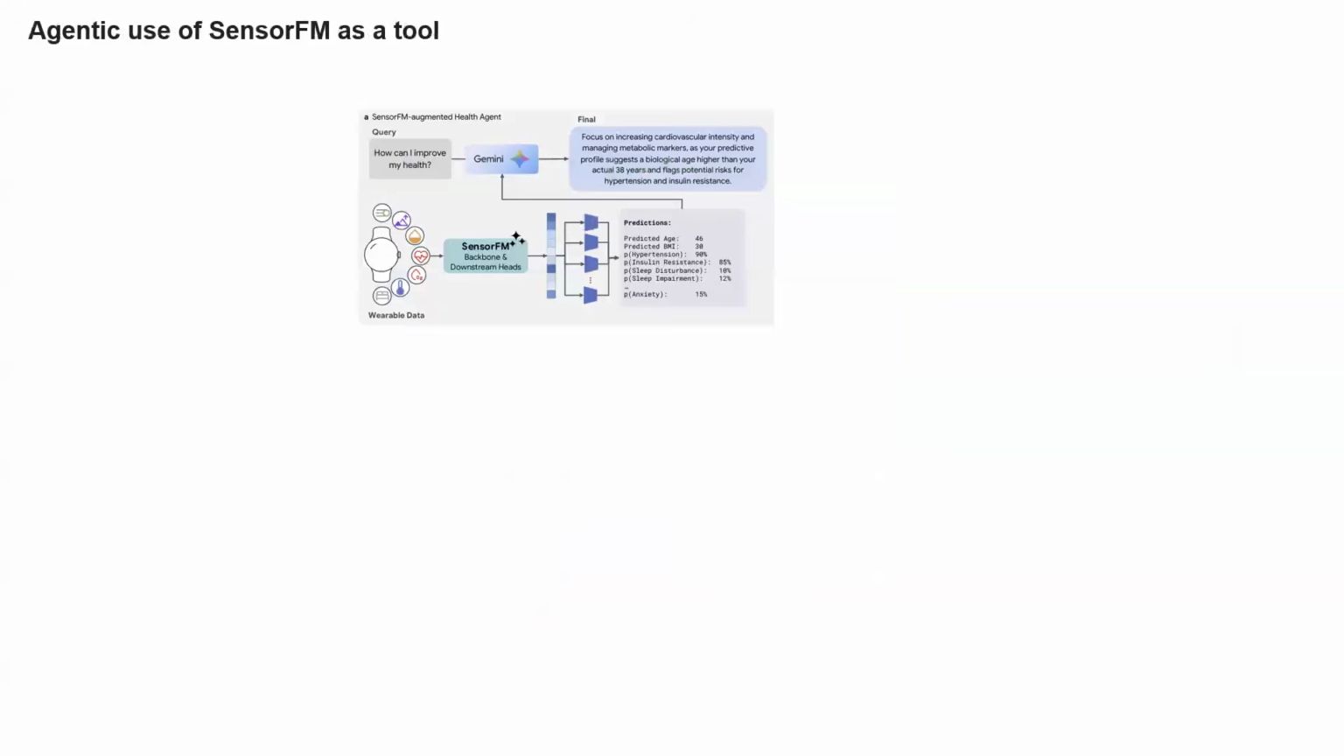So after that, if we see, they basically use the SensorFM as an agentic AI. They have the information from SensorFM, and then they insert that information into Gemini, and then they get the final outcome for that. So this is how this whole SensorFM-augmented agent works.